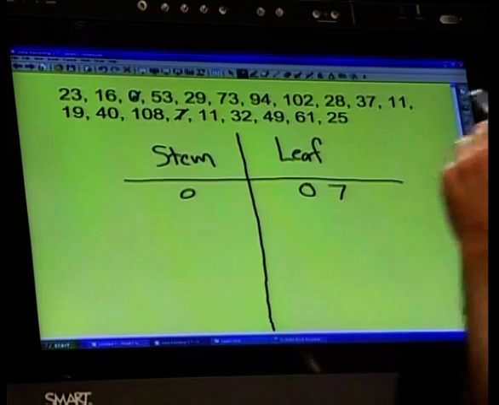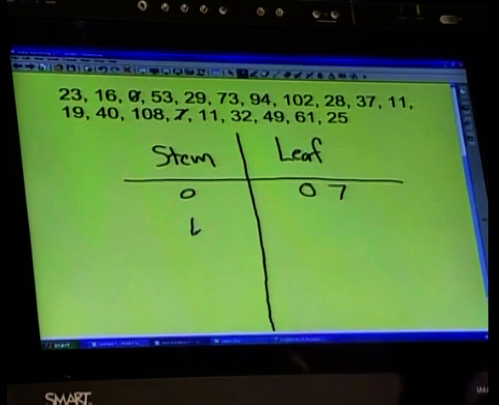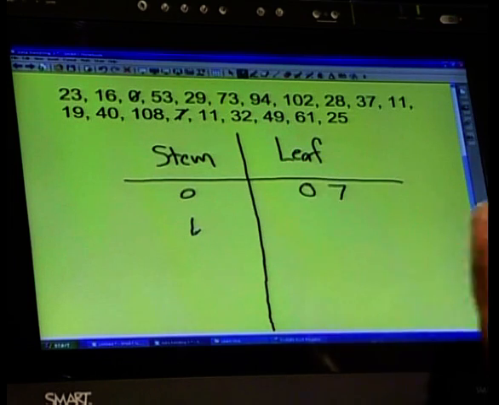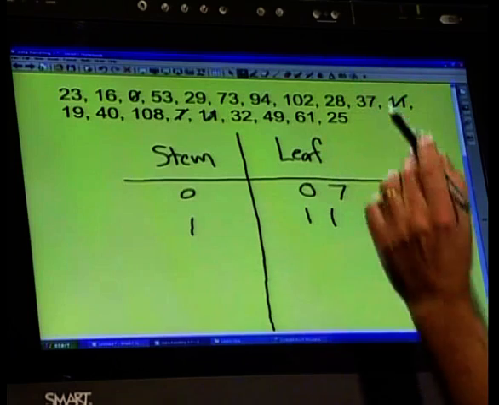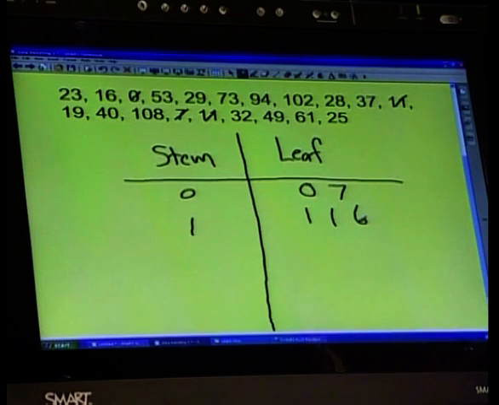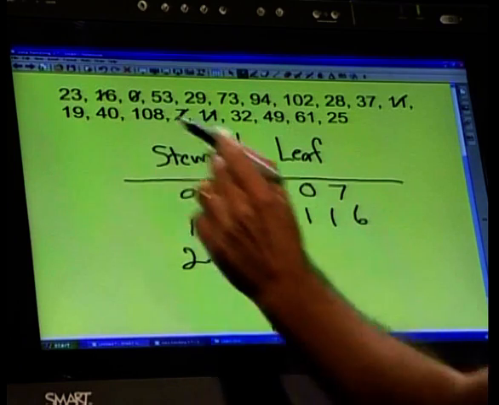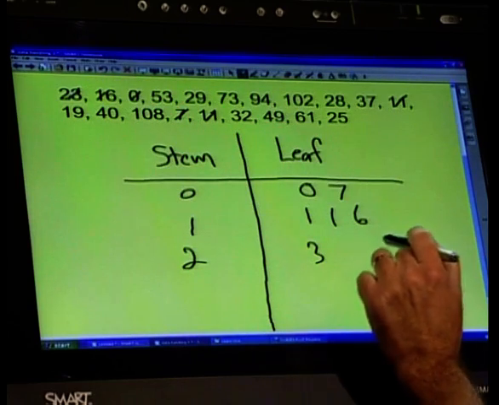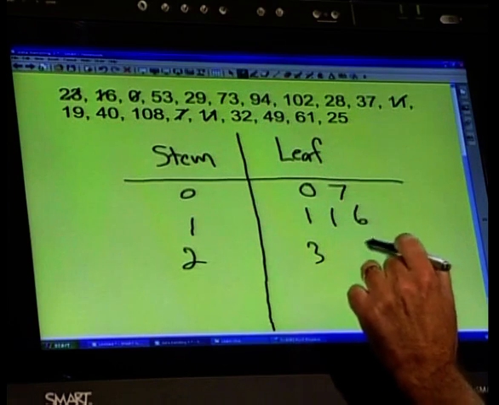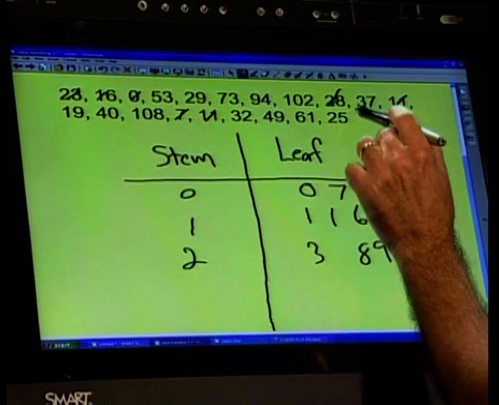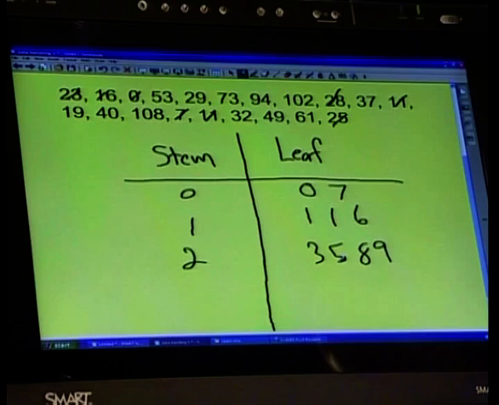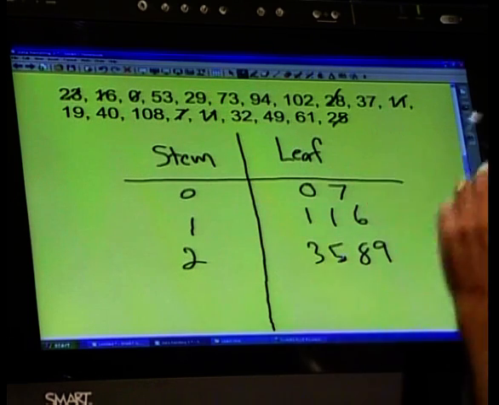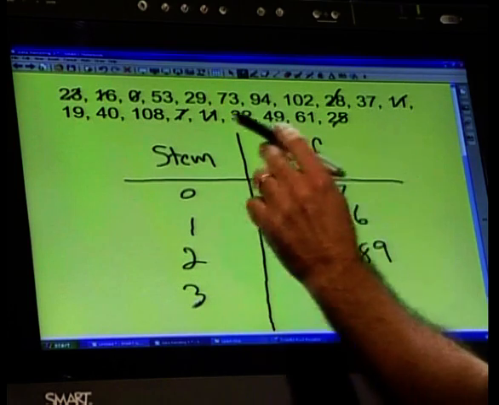The next values up, we've got some digits where there are tens, so a stem of 1. And I can see I've got 11 and 11, so there's a 1 and a 1 here. Cross them off. There's also a 16, that means I've got a 6. We'll cross that off. Moving on, we've got a 2. There's a 23. We've got a 29. We've also got a 28. And we've got a 25. That takes care of all the 2s. Now we're going to go to 3. There's a 37 and a 32.